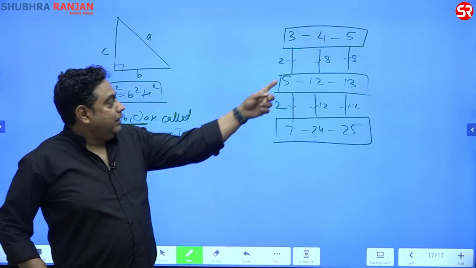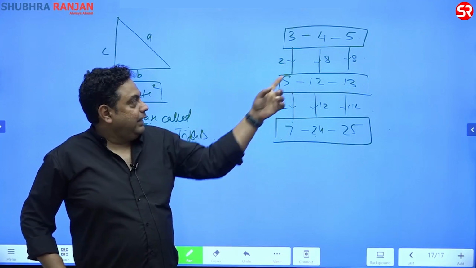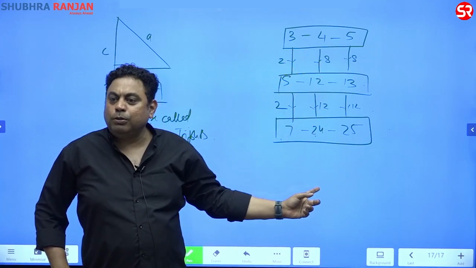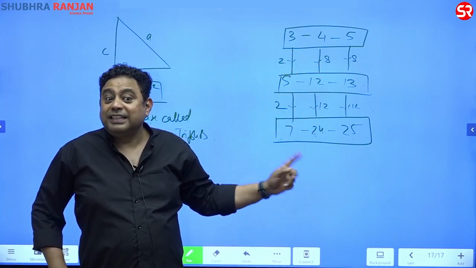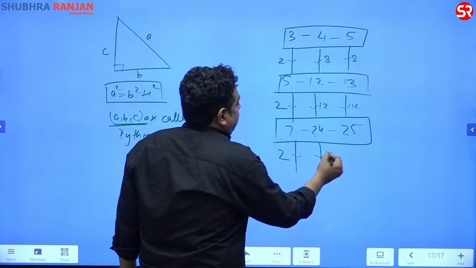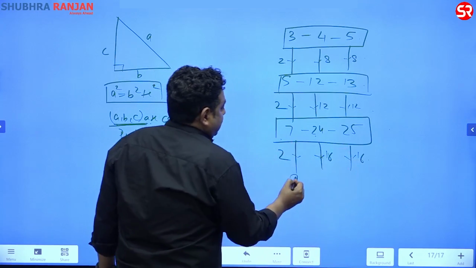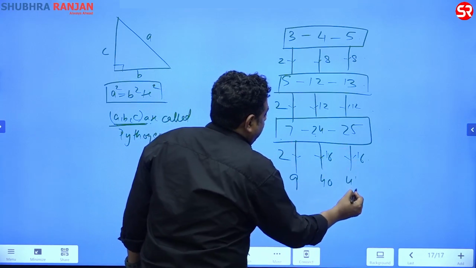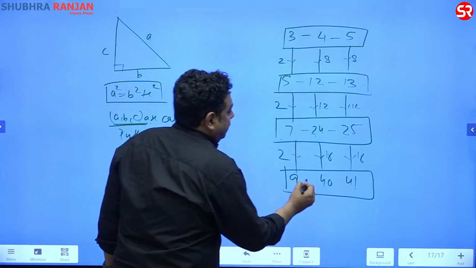See, what is added? 2 is added over here, right? Here 8, here 12, what next to add? 16. So they knew this. They say add 2 here, 16 here, 16 here, guys: 9, 40, 41. Again, check, a Pythagorean triplet.